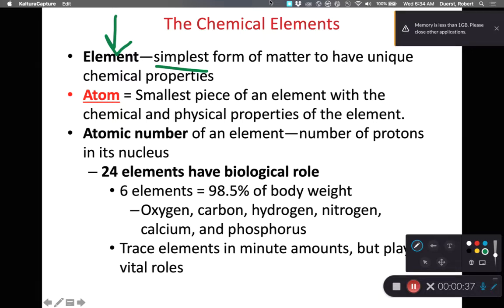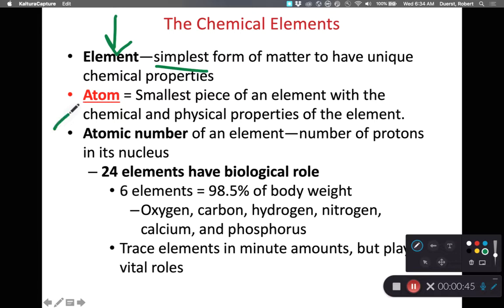So when we look at gold, it's shiny, it has some specific luster, it has some specific malleability, a specific color, and some specific electrical conductivity. And if you take that piece of gold and cut it up into little pieces, the smallest piece of gold with the chemical and physical properties of gold is called an atom. So that's the smallest piece of an element that has the properties of that element.